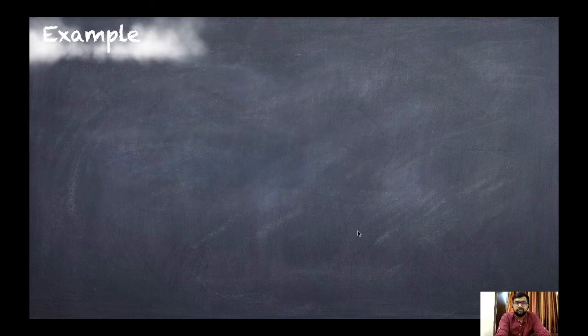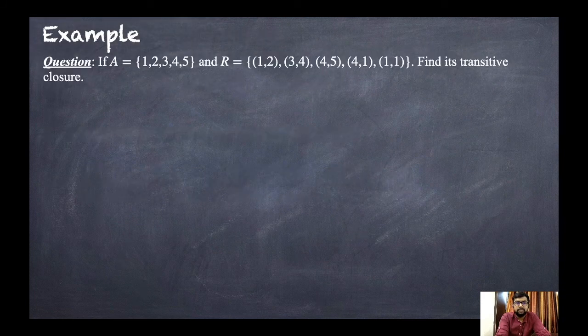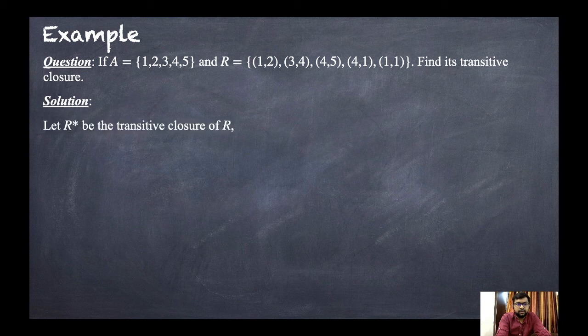Let us discuss one more example. See, A is given as {1, 2, 3, 4, 5}, and R is given as {(1, 2), (3, 4), (4, 5), (4, 1)}, and find its transitive closure. So for that, let R star be the transitive closure of R. What is the cardinality of A? That is 5. So here, the cardinality of A is 5.